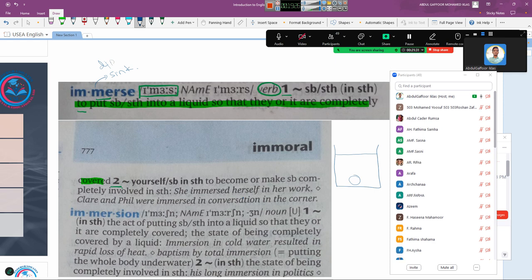Anyways, now the second meaning is to become. Okay, I will allow a person to read. Is there any volunteer, or shall I point out someone to read it?